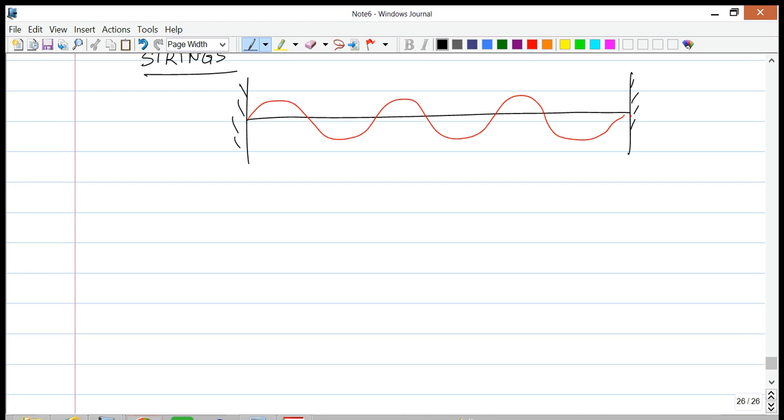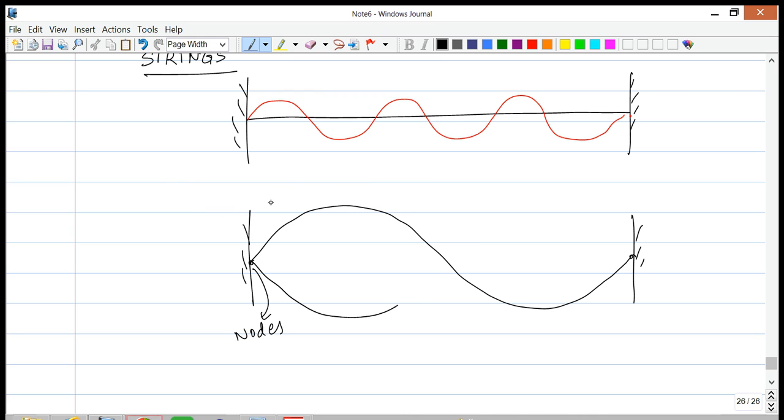Now what we know is that no matter what, at the two ends, the points are fixed, so nothing can happen. We call these fixed points, which have nothing going on, nodes. Now there is one pattern that we can have in the string which will look something like this. In this particular mode of vibration, there'll be a node once again in the middle.